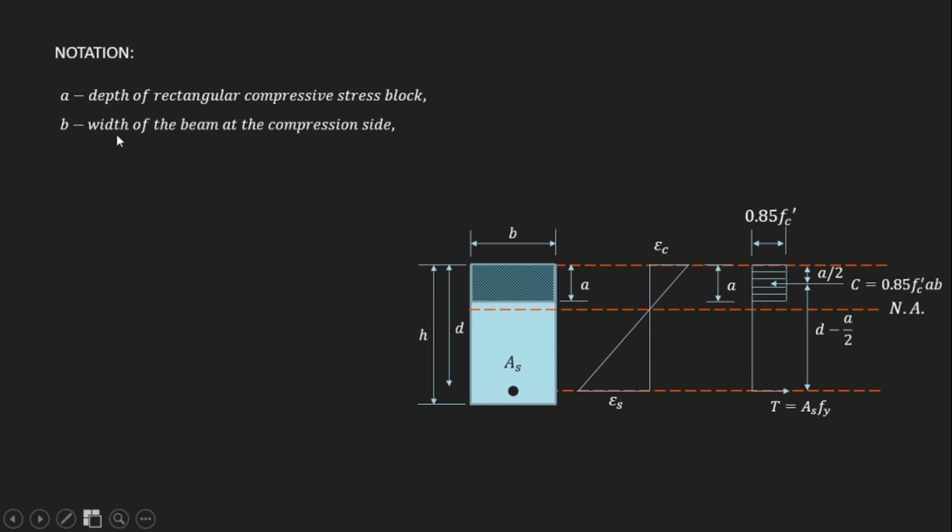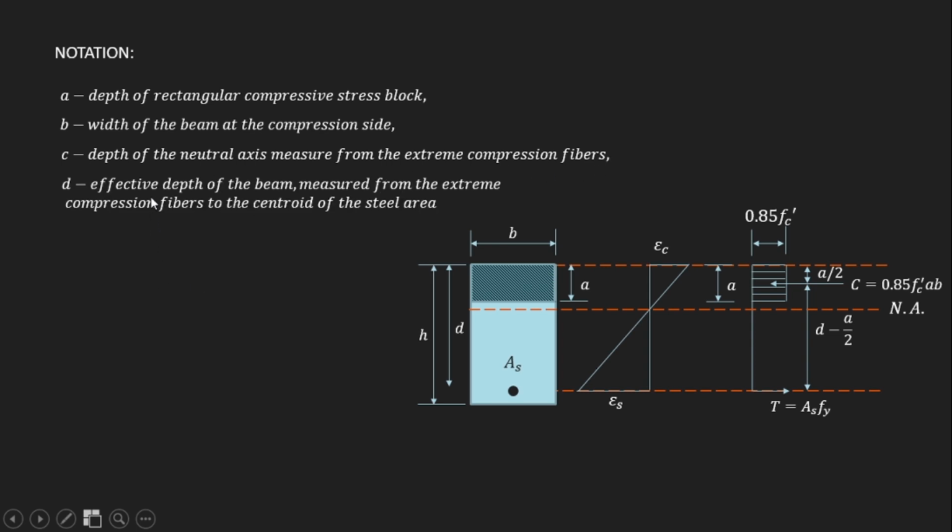And b is the width of the beam at the compression side. And c is the depth of the neutral axis measured from the extreme compression fibers. And letter d is the effective depth of the beam measured from the extreme compression fibers to the centroid of the steel area. So our d is from the top of the compression fiber to the centroid of the steel bar, so it should be measured to the centroid of our steel bars.